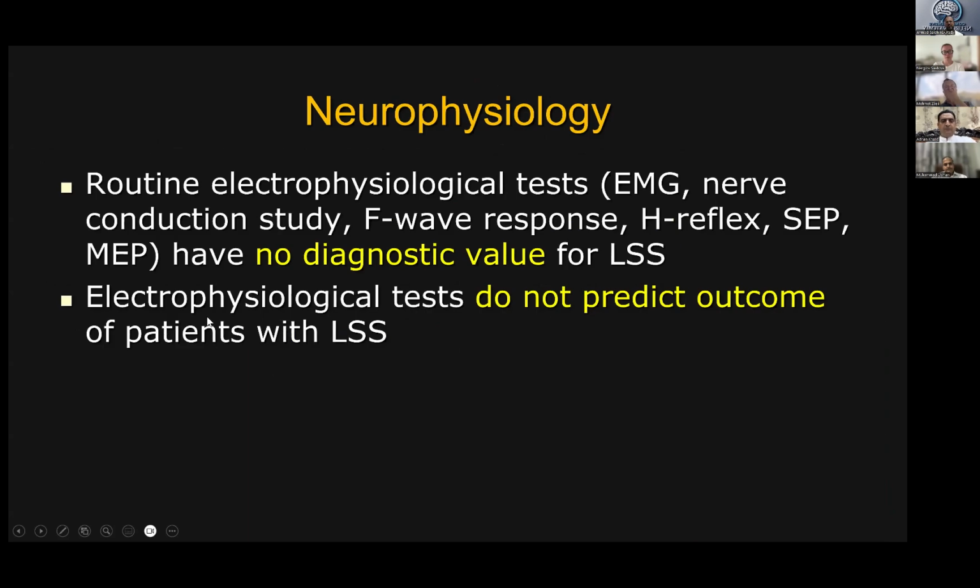Many people ask for neurophysiology, EMG, or evoked potentials. Unfortunately, there is no diagnostic value of electrophysiologic tests for lumbar spinal stenosis. They do not predict outcomes as well.